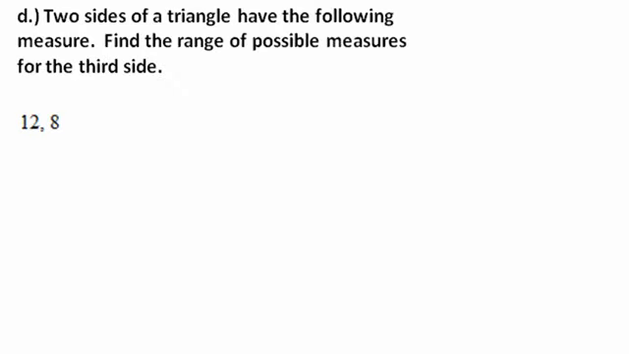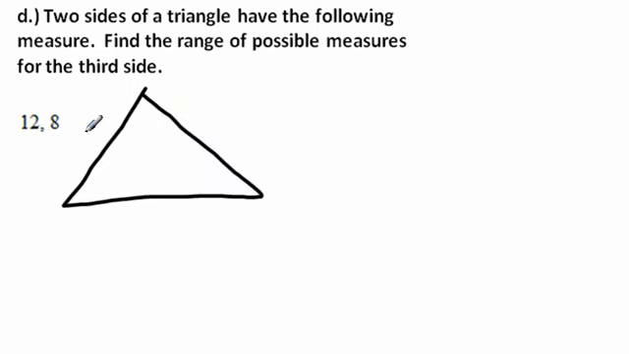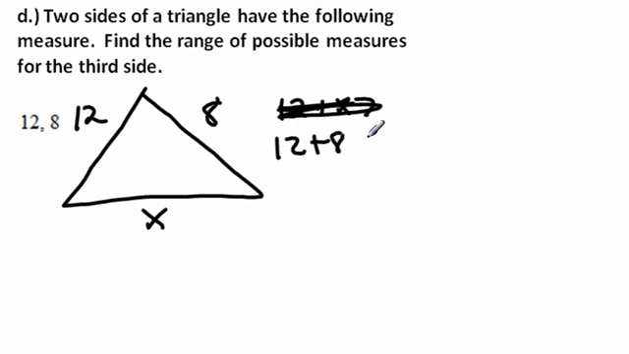All right, in this problem, two sides of a triangle have the following measure. Find the range of possible measures for the third side. I have the triangle 12, 8. This is my third side, x. And so with the problem I did before, I know that these two sides have to be greater than the third side. So let's look at 12 plus 8 has to be greater than x. And so 12 plus 8 is 20, greater than x.